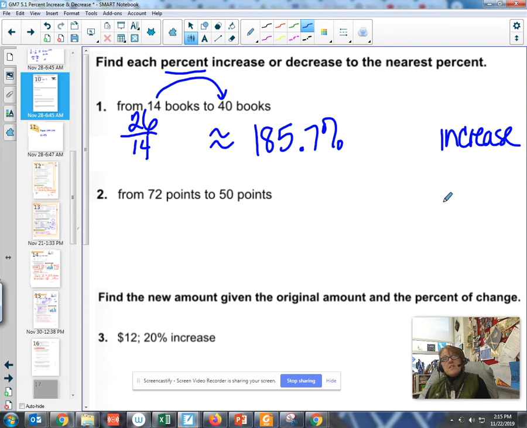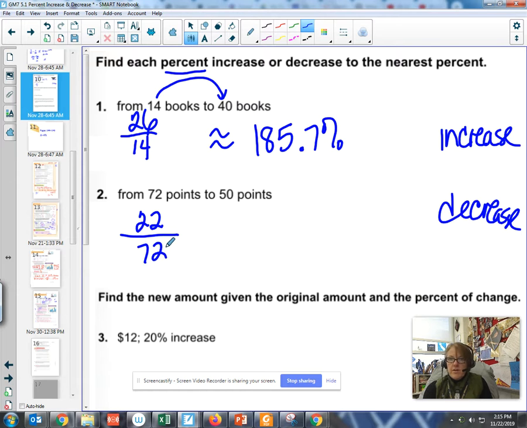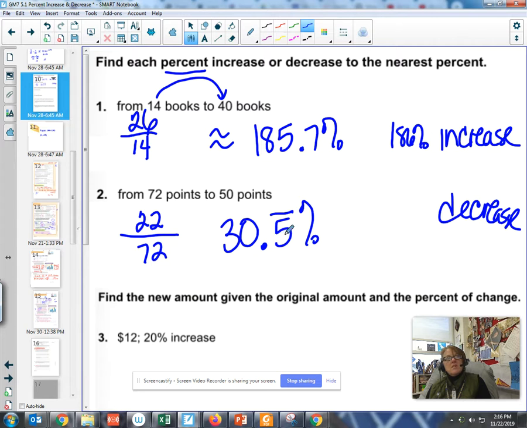72 down to 50. That's a decrease. I start at 72. I drop to 50. That went down 22. My original or starting value is 72. On your mark, get set, go. This one is 30.5 repeating percent. It said round to the nearest percent, my bad. So the first one is 186%. This would be 31%.